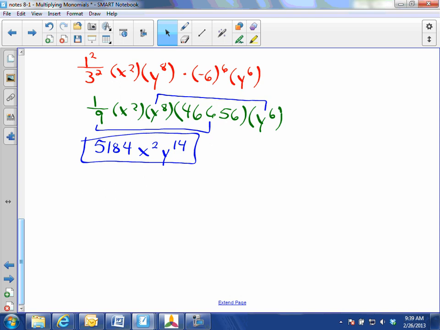Any questions on things? So if you didn't have the 46,000 or whatever, and you just had the 1/9, you have to carry that into regular numbers and get a fraction. You can have fractions, you just can't have a variable in the bottom. But fractions themselves are fine.